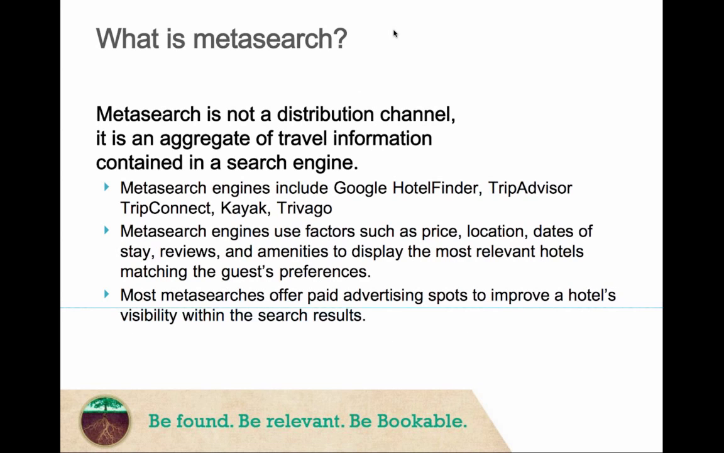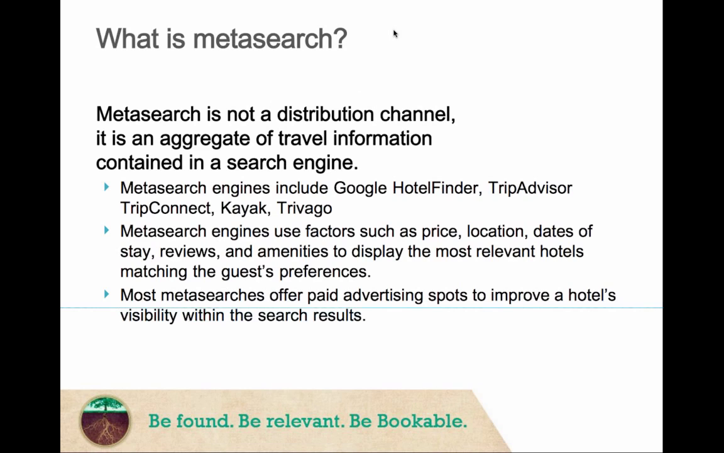So just what is meta search? Meta search is not a distribution channel. It's merely an aggregate of travel information contained within a search engine. Meta search engines include Google Hotel Finder, TripAdvisor's Trip Connect, Kayak, and Trivago. Meta search engines use factors such as price, location, dates of stay, reviews, and amenities to display the most relevant hotels matching the guest preferences.